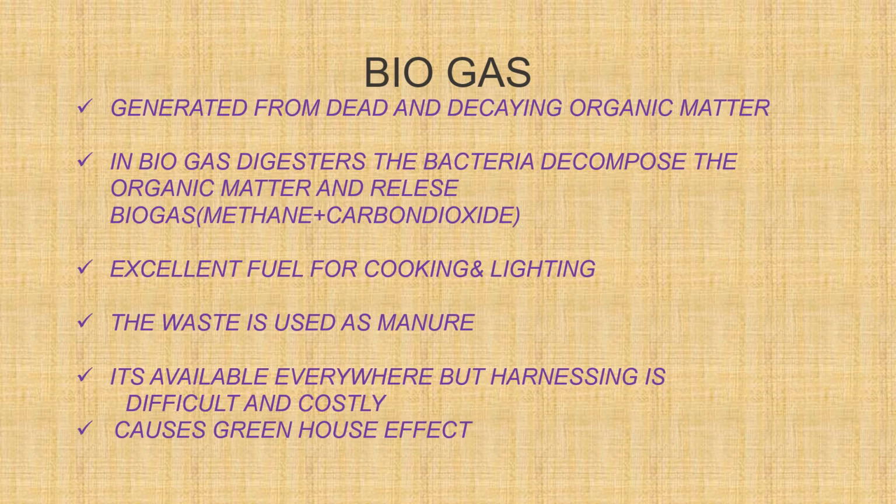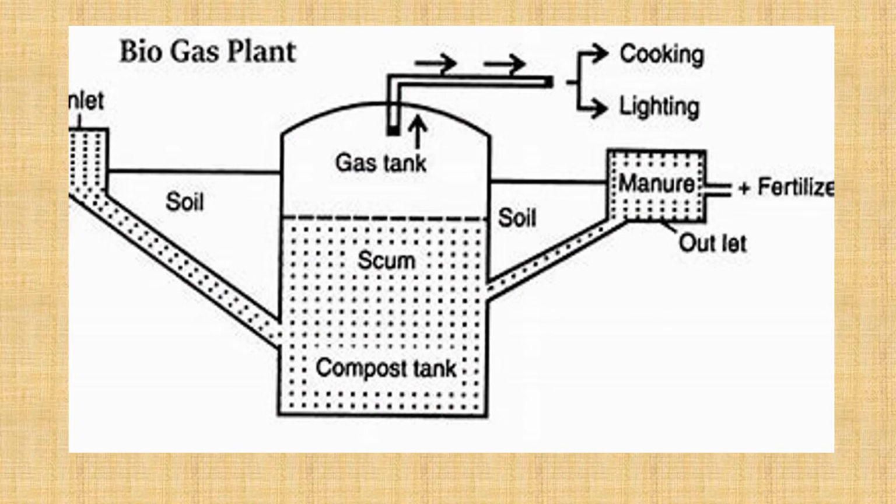Biogas. It is generated from dead and decaying organic matter. In biogas digesters, bacteria decompose the organic matter and release biogas, which is a combination of methane and carbon dioxide. It is an excellent fuel for cooking and lighting, and the waste is used as manure. It is available everywhere, but harnessing is difficult and costly. It causes greenhouse effect. See the process of how biogas is generated.